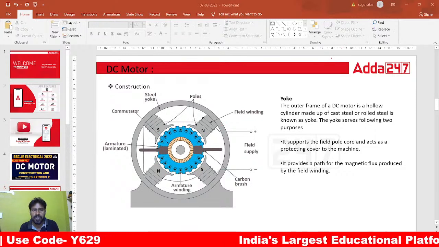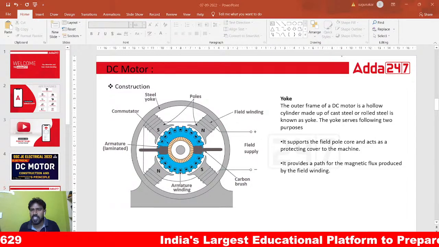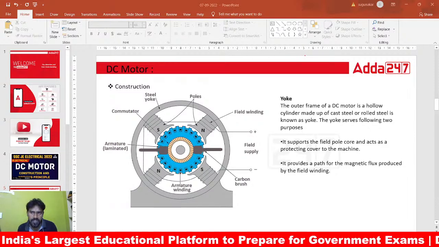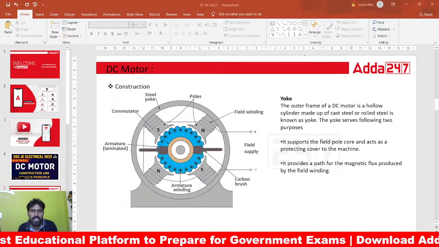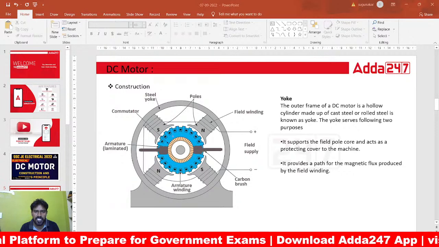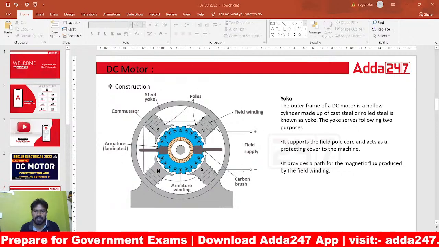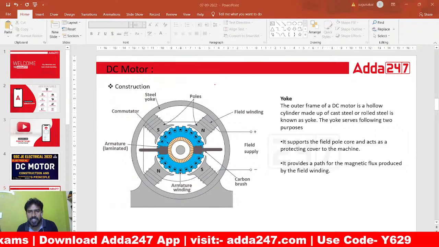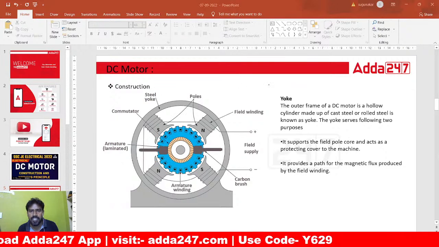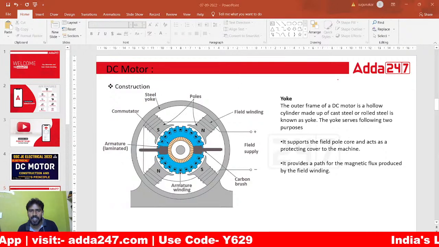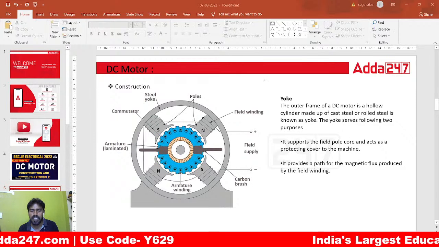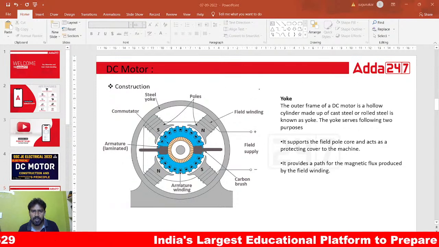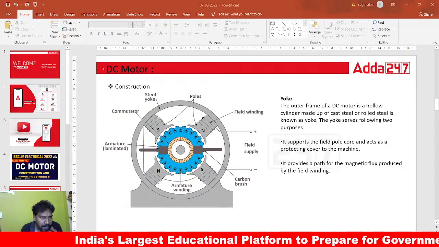So you can remember the armature core of the DC motor is mounted on the shaft of the rotor and rotates between the field poles like this. This is the armature, rotating between the poles. How it rotates, I already explained. It has slots on its outer surface. This is the outer surface slot. The armature conductors are put in these slots, which means the slots accommodate the armature winding.